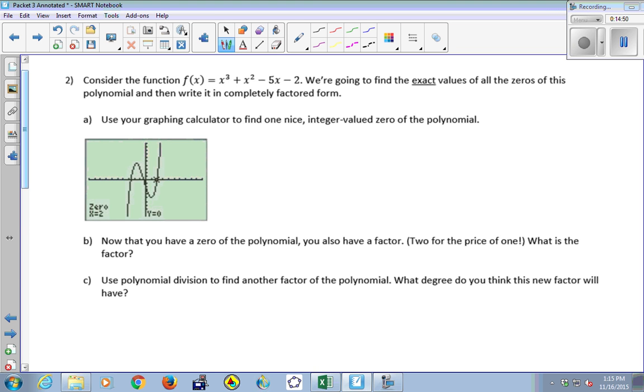So I have a picture from my graphing calculator here that shows we have one nice integer valued 0 at x equals 2. Okay, so I have one 0 at x equals 2, which means what do I have as a factor? X minus 2. Great. Okay, so once I know one factor, how could I get another factor? Division, yeah. So I'm going to do x minus 2 divided into my cubic polynomial.